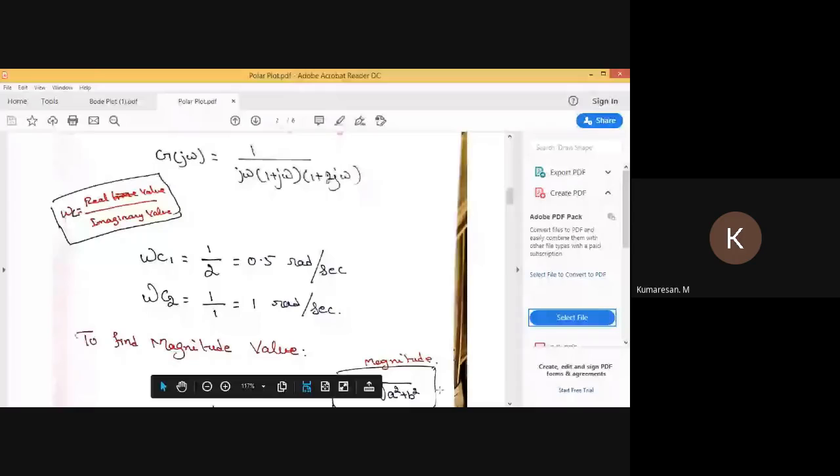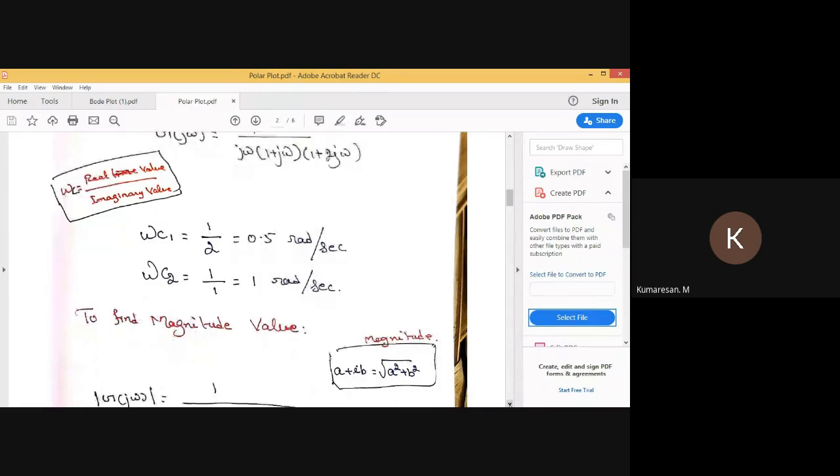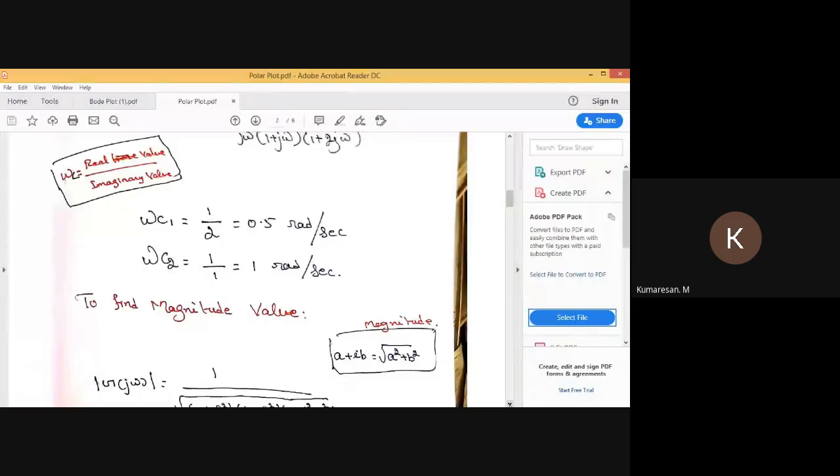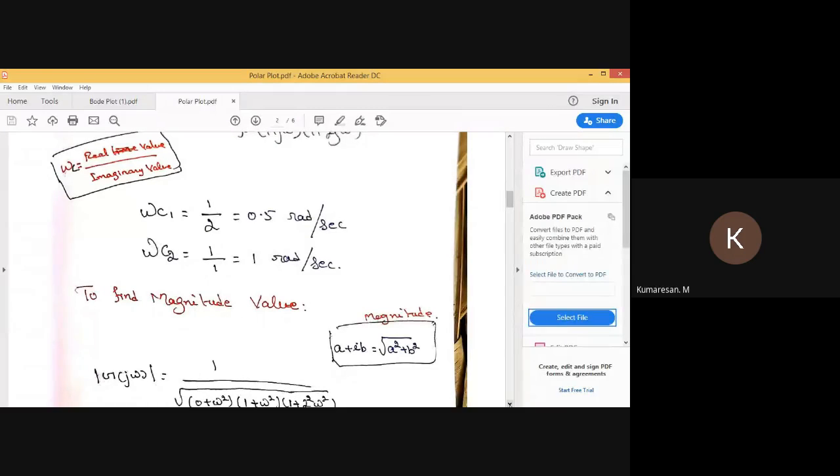Omega c1. Then the next, second term corner frequency is 1 divided by 1, that is equal to 1, so 1 radian per second. According to this, we choose omega c1 and omega c2. Now we have two corner frequencies. The first frequency omega c1 is 0.5 radian per second. The second frequency omega c2 equal to 1 radian per second.